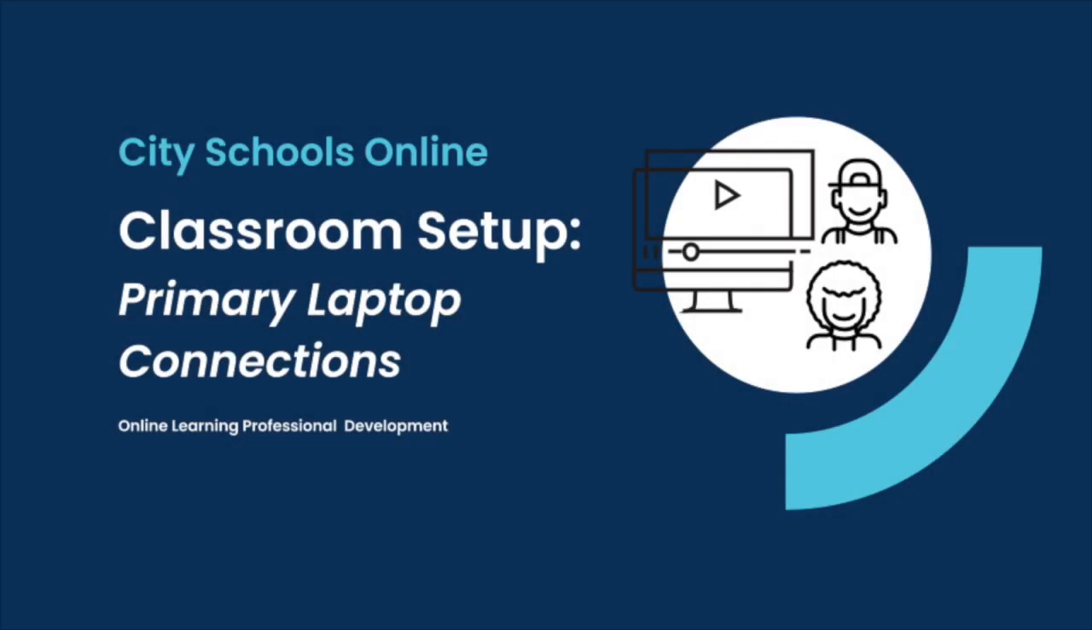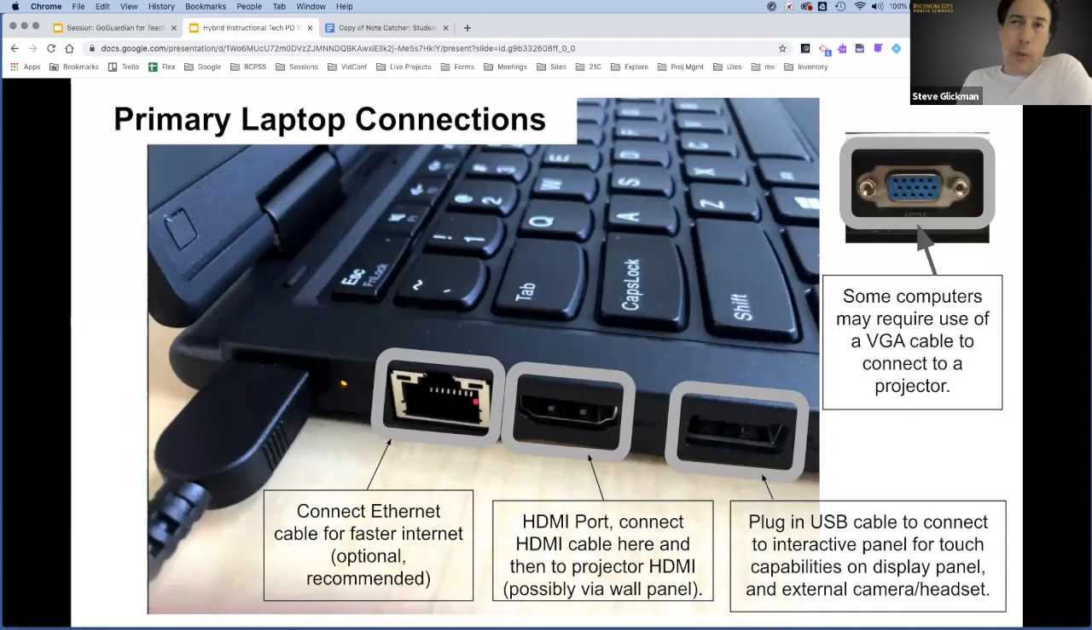Now let's consider all of your primary laptop connections to help you determine what to plug in and where to plug it in. Your laptop is probably Windows, so let's start with this middle one here. This is the HDMI port. That's the one you're going to want to use to plug into your projector.